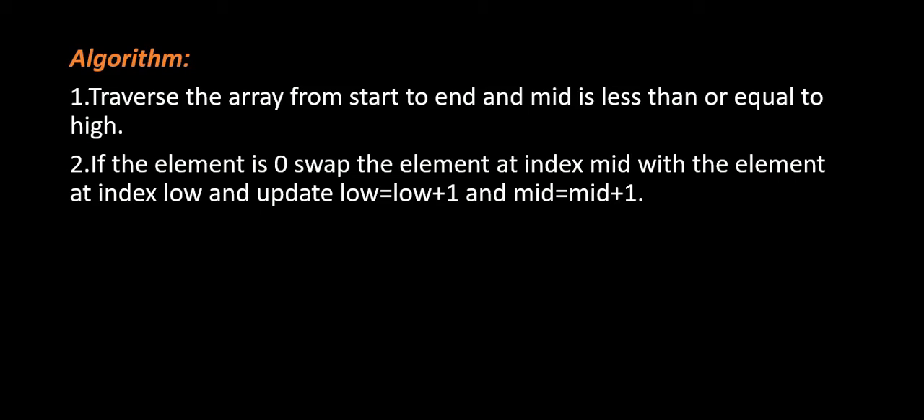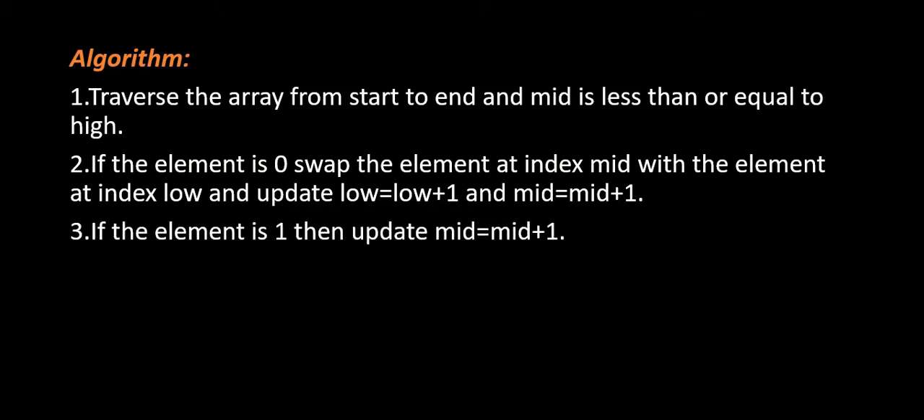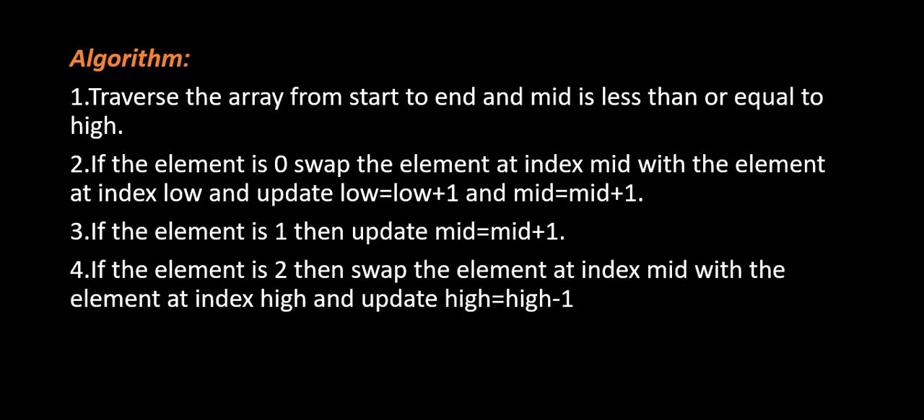In this, whenever we see an element 0, we just have to swap the element at index mid with the element at index low, and then we'll increment low and mid. Next, if the element is 1, then we'll simply increment the mid pointer by 1. Last point, if the element is 2, then we'll swap the element at index mid with the element at index high, and then we'll update high, that is, we'll decrement the high by 1.